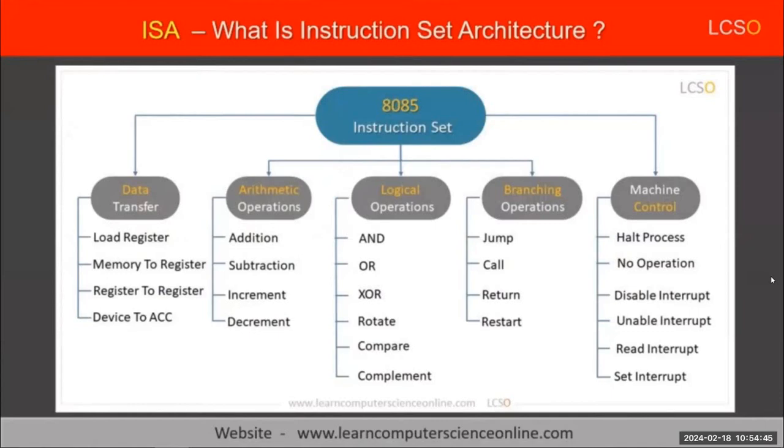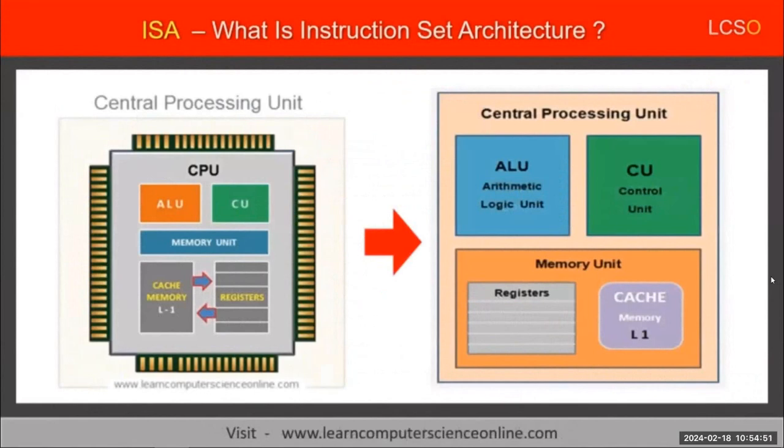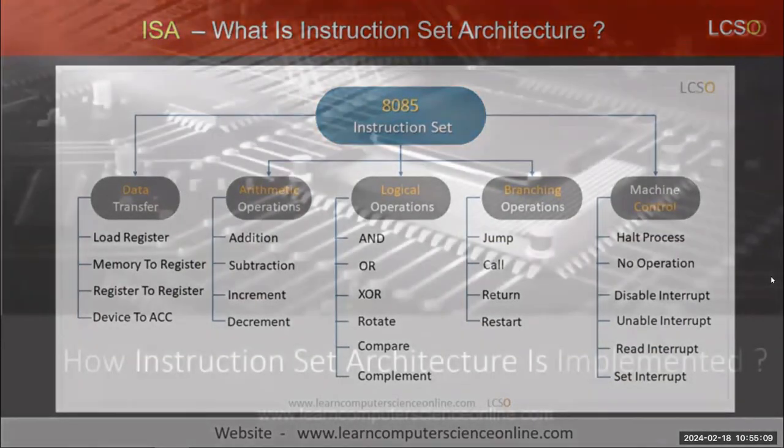Every processor design is based on one specific instruction set architecture. The instruction set architecture only defines the operational capacity of the processor in terms of the set of commands that the processor can decode and execute. For example, the Intel 8085 instruction set architecture consists of a total of 246 operation codes and 74 instructions.